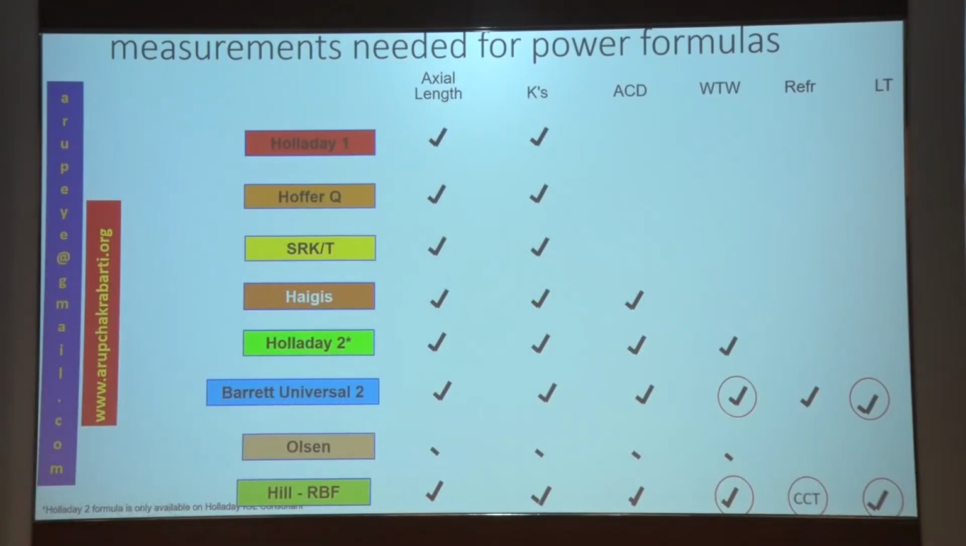Now, regarding biometry, what are the parameters that you're going to take? You're going to measure the axial length, the K readings, anterior chamber depth, the white to white diameter, and lens thickness. Most of the formulas require these elements. So for the formulas to give you correct prediction, you have to ensure that what you measure is absolutely accurate.